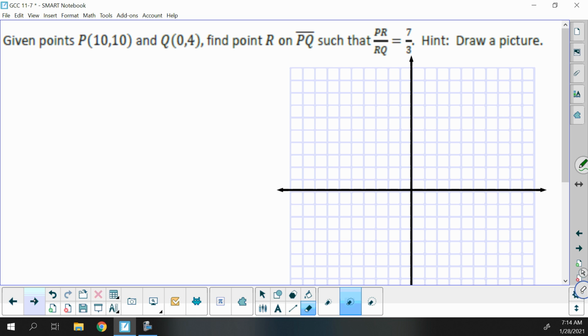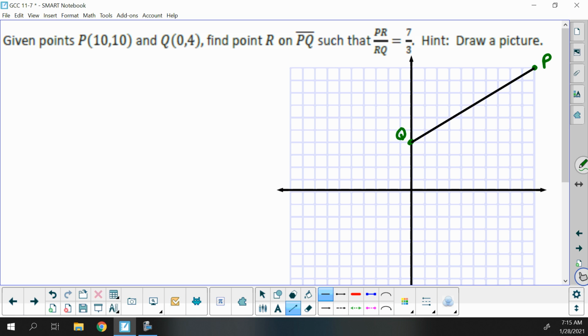All right, one last one. We've got 2 points, 10, 10, and 0, 4 for P and Q. So let's go ahead and plot those. And we'll make sure to label each of them and use your straight edge to draw in the segment between them.